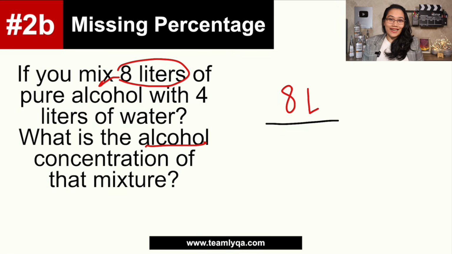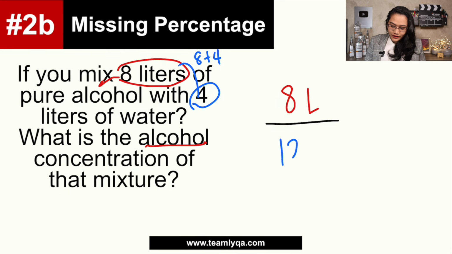Sa ilalim, anong ilalagay natin? Now, a common mistake is that, again, people would put 4 kasi yun yung nakalagay dun sa problem, 4 liters. Pero, ang sabi dito, you mix them together. Ibig sabihin, yung nasa ilalim, which is dapat yung total nung buong mixture or solution na yon, hindi siya dapat maging 4. Kasi dinagdag mo pa yung 4 sa 8. So, ibig sabihin, ang number na nasa ilalim dapat ay 8 plus 4 or 12 liters. So, ang alcohol dito ay 8 liters sa bawat 12 liters.